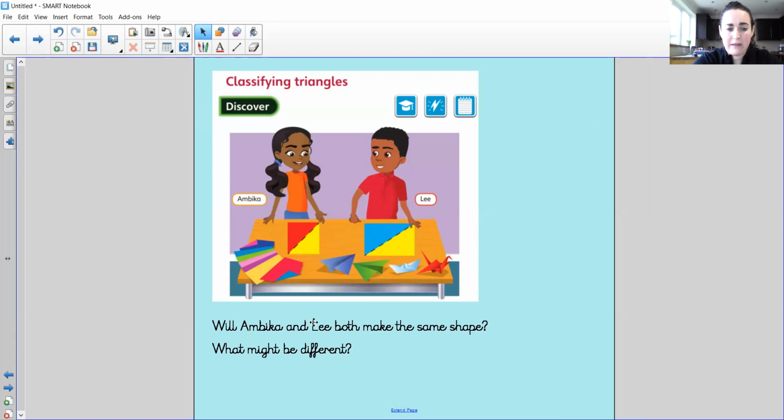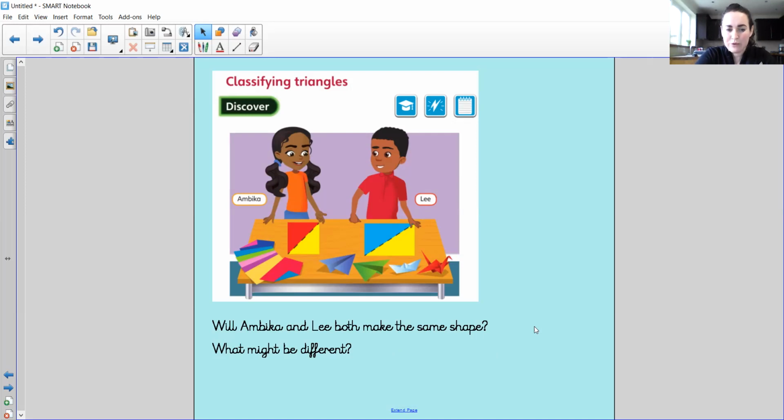So we've got Ambika and Lee have both folded a piece of paper up and they will cut those shapes. So I can see that Ambika has got a square piece of paper and she's going to cut it along the diagonal and she's going to make 2 triangles. I've got Lee, he's got a rectangular piece of paper. Again, he's cutting it from corner to corner in a diagonal, and he will also make 2 triangles. So what I want you to think about is, do you think that Ambika and Lee will both make the same shape? And what might be different?